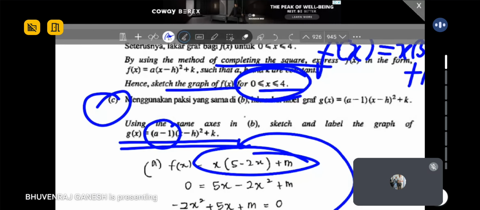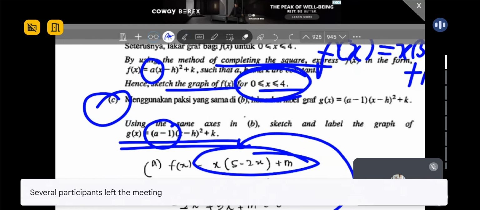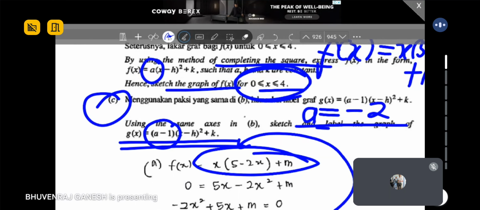Am I right? This is the one changing. So guys, does your A value here become larger or smaller? Nilai A kamu sekarang lebih besar atau lebih kecil? Think and see. Originally A is negative, guys. Kamu kena ingat A value asal adalah negative 2. So now, when you minus 1, does your A value become bigger or smaller?